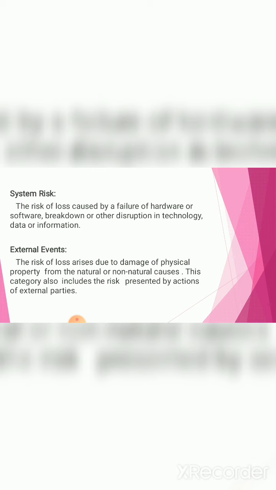System risk. The risk of loss caused by a failure of hardware or software, breakdown or other disruption in technology, data or information. External events. The risk of loss arises due to damage of physical property from natural or non-natural causes. This category also includes the risk presented by actions of external parties.